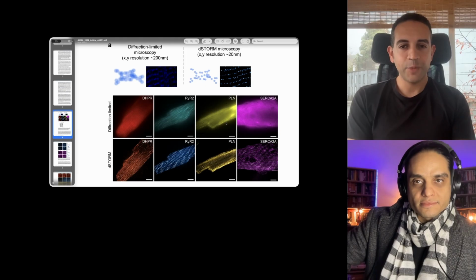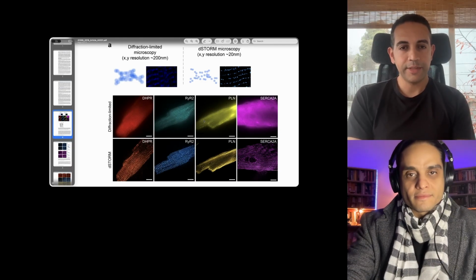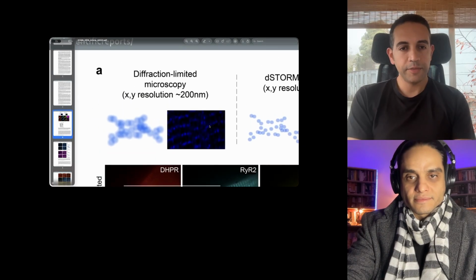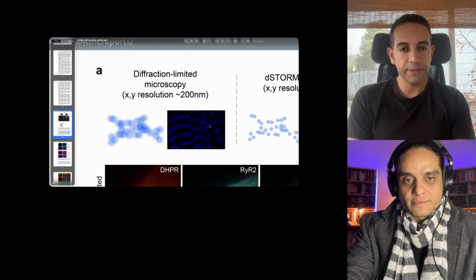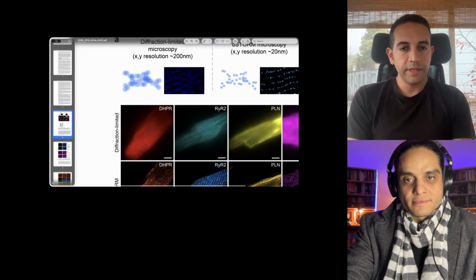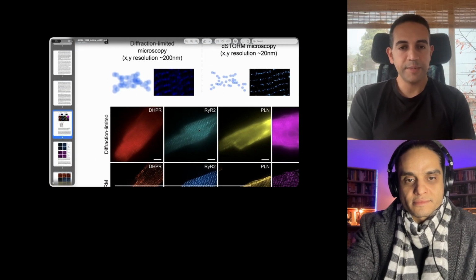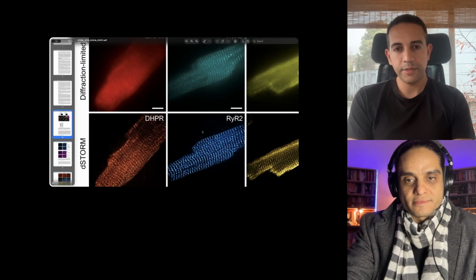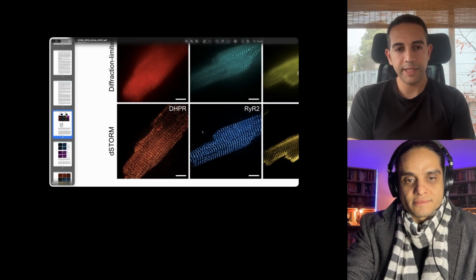It's like, well, if you looked at this under normal diffraction limited microscopy, this is what you're getting at the top, the blurry images. Yeah, this one. Yeah, or if you go underneath, just the actual real images. And underneath, you have the super resolved image of the exact same cell that shows you that nice striation that has to do with the contractile unit of cardiomyocytes.